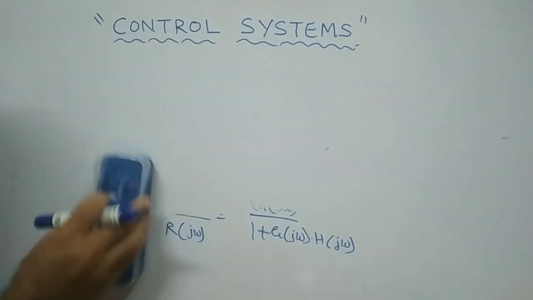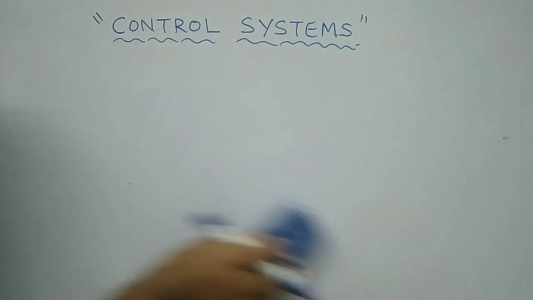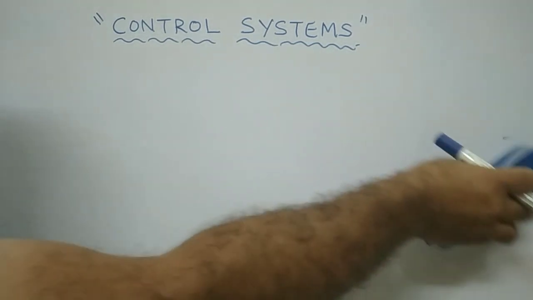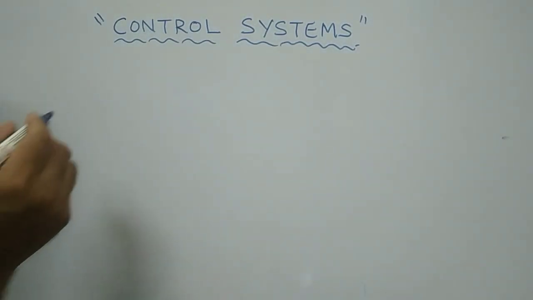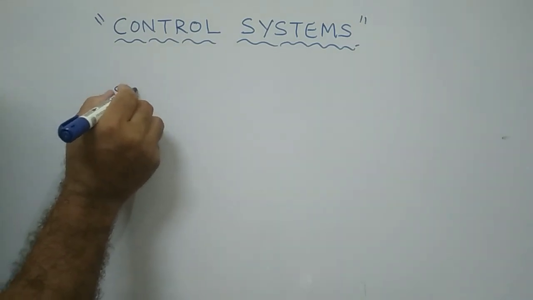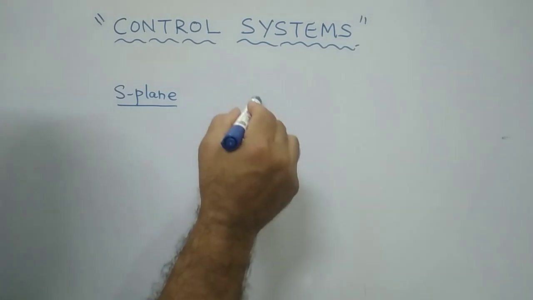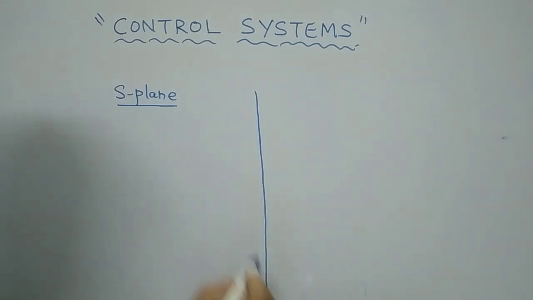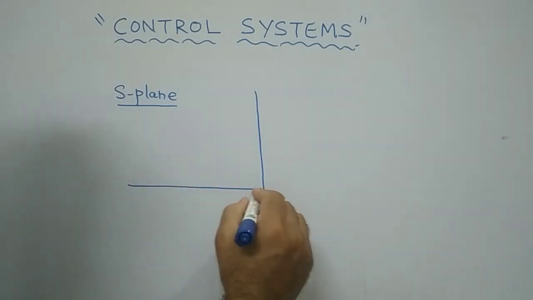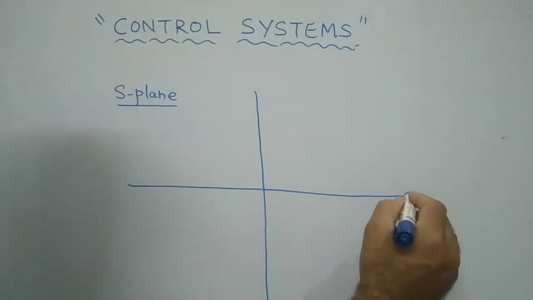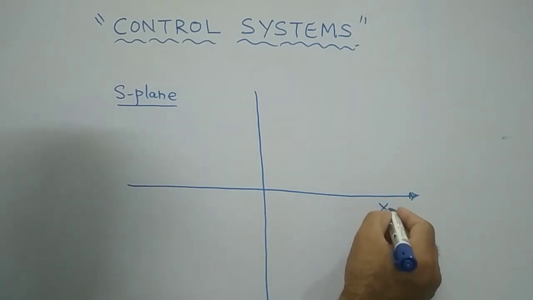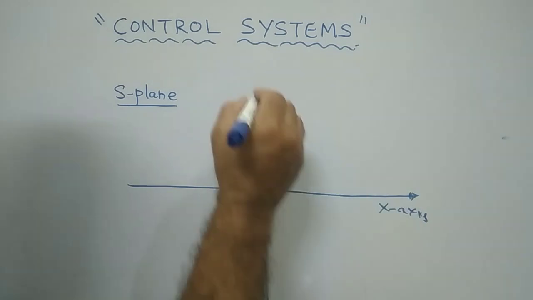Before going to explain a little bit of information about this transfer function, I will explain what the S plane is. The S plane is nothing but a graph actually, a graph consisting of x-axis as well as y-axis.